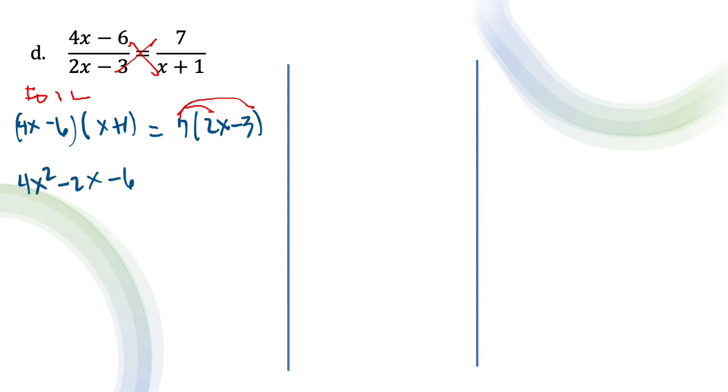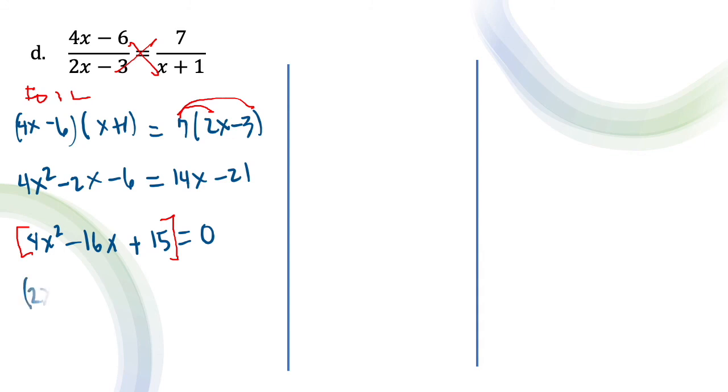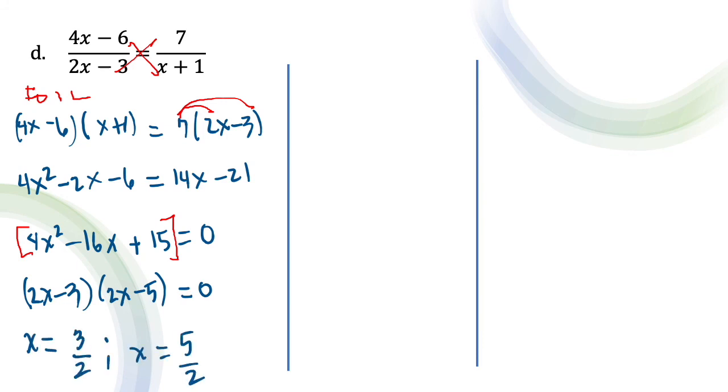So our result on the left side, we have 4x squared minus 2x minus 6 equals 14x minus 21. And so we can combine like terms. So we have 4x squared minus 16x plus 15 equals 0. And then we can use AC test this time to factor our trinomial. So the result of the AC test is 2x minus 3 times 2x minus 5. And then we equate both factors to 0. So we have x equals 3 halves and then x equals 5 halves.